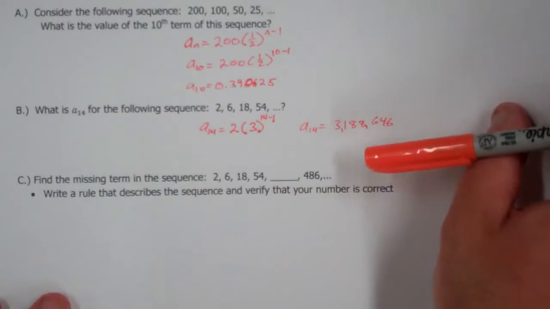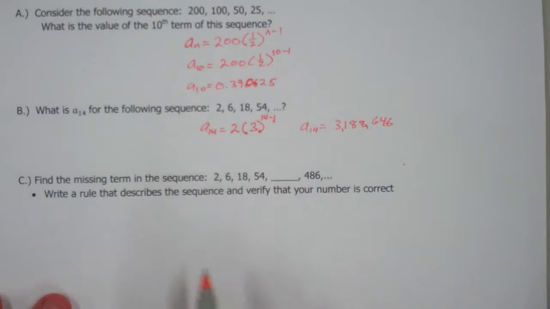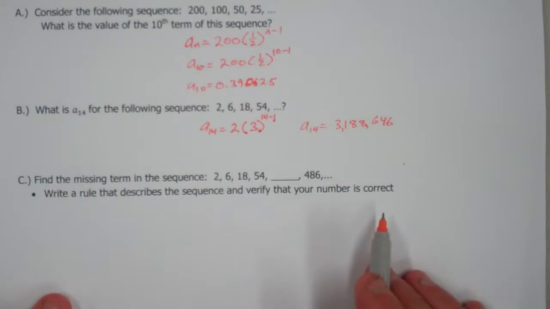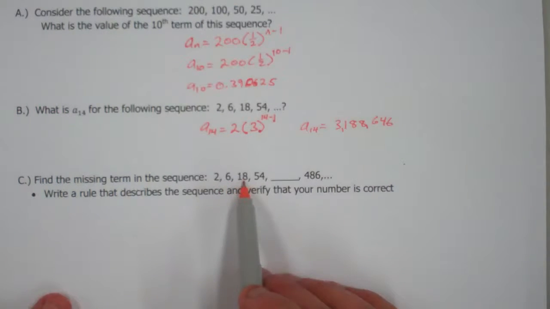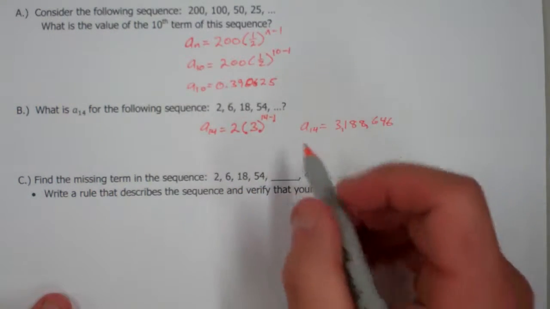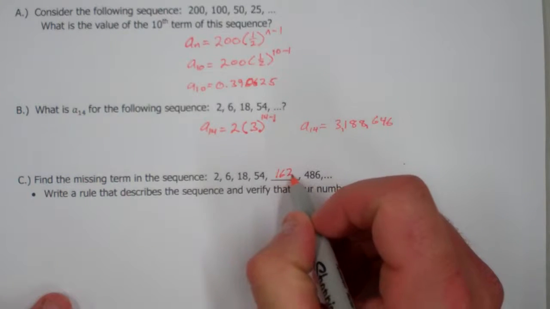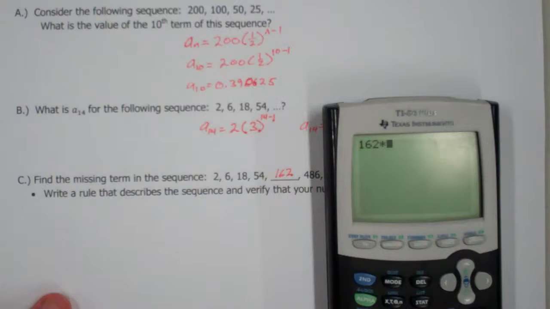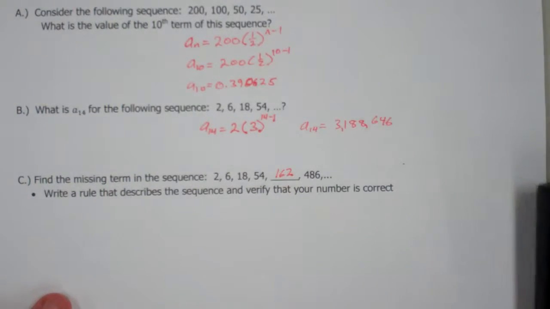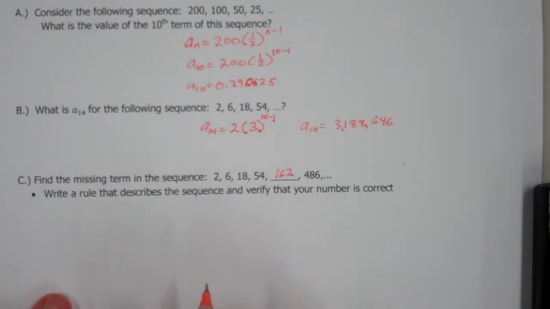In part C, we're going to find the missing term in the sequence. We're going to write a rule that describes this sequence and verify that your number is correct. So we multiply by 3, multiply by 3, multiply by 3. Another multiplication by 3 gets us to 162. We could double check here and just do 162 times 3. We should get 486. And that's true, so that's good.